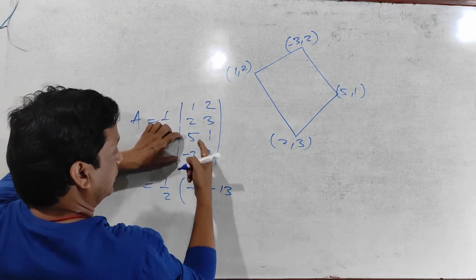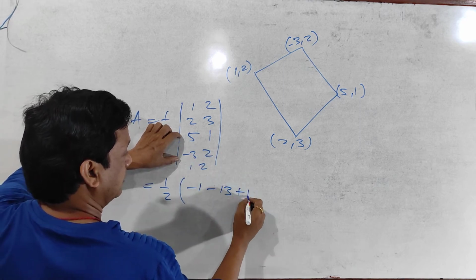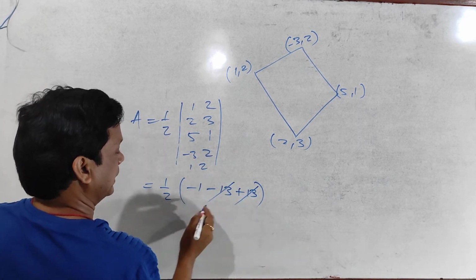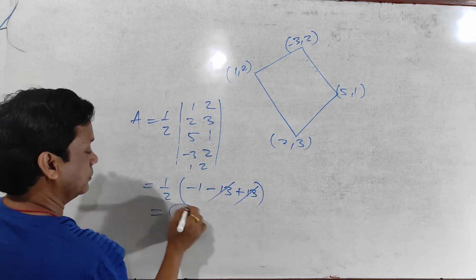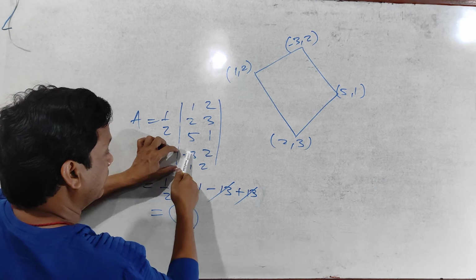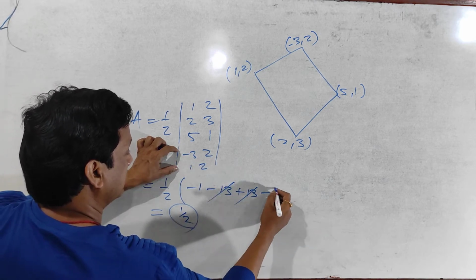10 plus 3 is 13. So minus 13 plus 13 cancel out. So minus 1 will do, and area cannot be negative. So it will be 1 by 2. So this is the answer. So remain minus 6 minus 2. It will be minus 8.